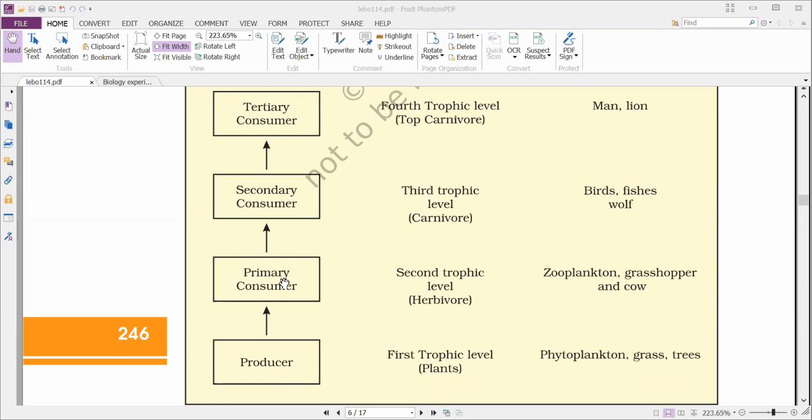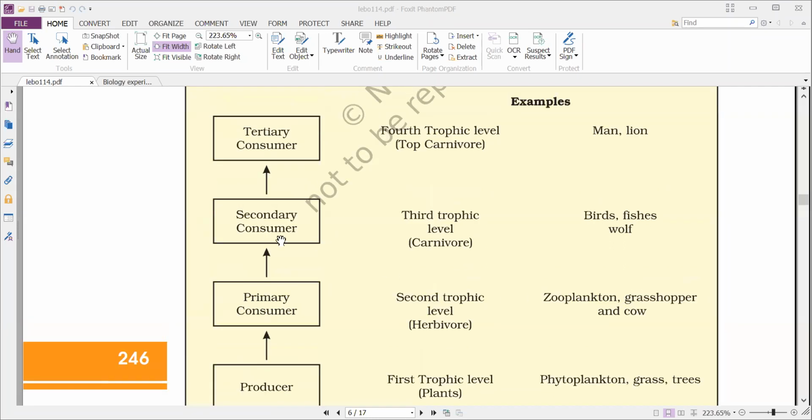And the next, that is the second trophic level, is occupied by the herbivores, which are commonly called the primary consumers. In an aquatic ecosystem, we'll find zooplankton, microscopic animals, which feed on phytoplankton. And we'll find a grasshopper. And next, in mammals, we can say cow.